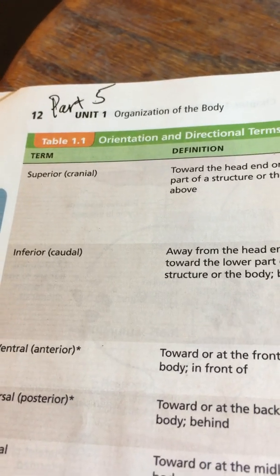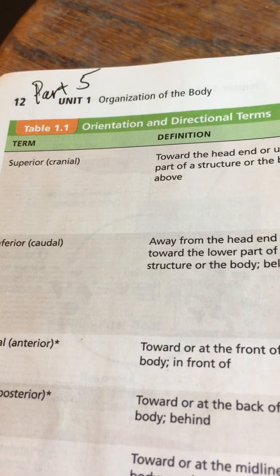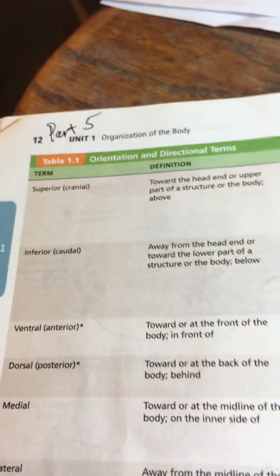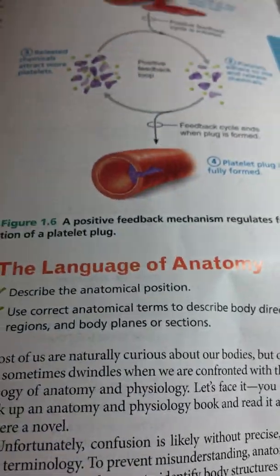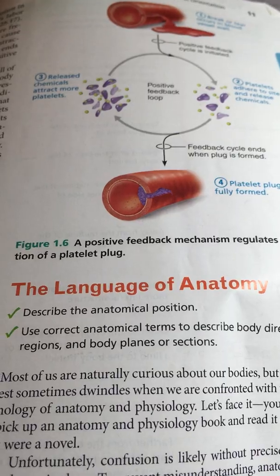Part 5, page 12, Chapter 1, Orientation of the Human Body. This table that I'm viewing right here is preceded by this little topic heading called The Language of Anatomy.